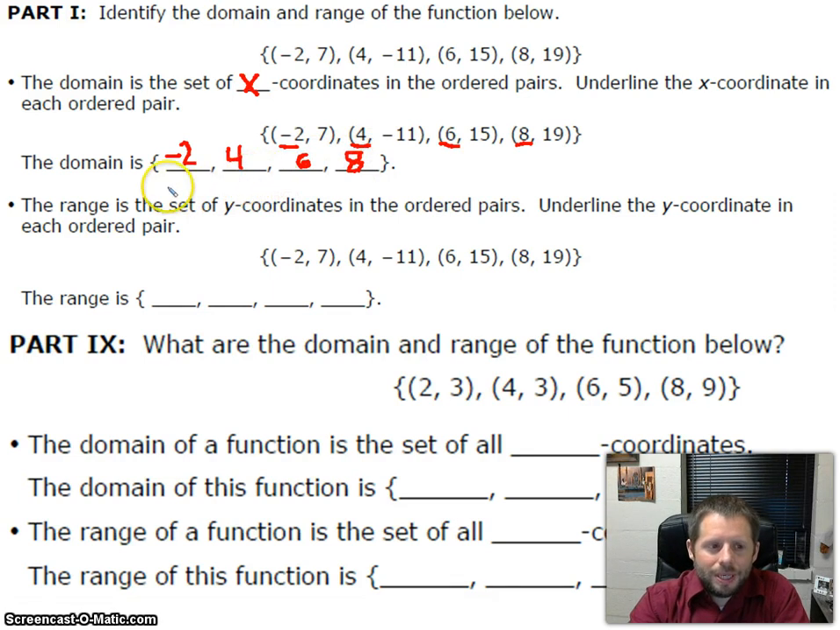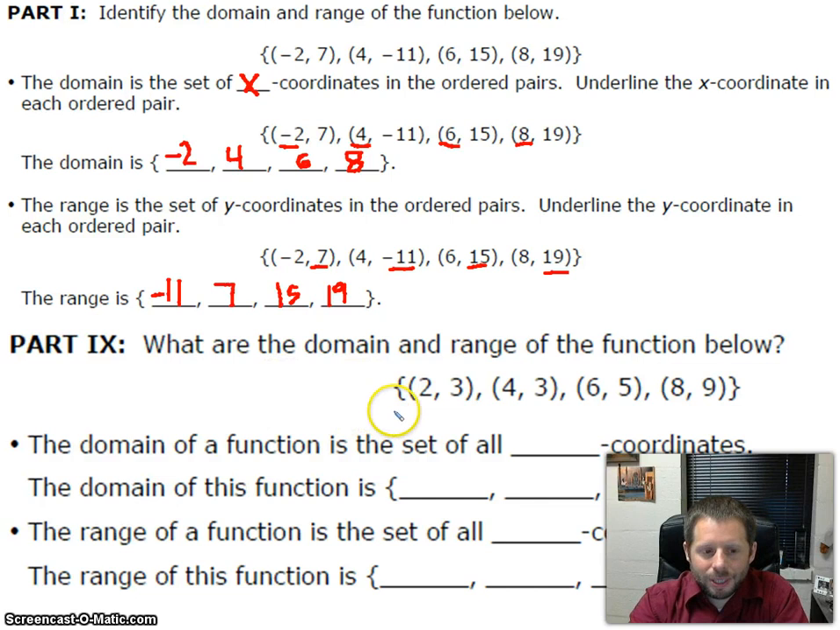Okay, so if the domain is the set of x coordinates, then it makes sense to say that the range is the set of y coordinates in the ordered pairs. So let's look at the y values of each of these ordered pairs. Typically when we list these values in our set, we want to list them in order from least to greatest. So for this set that we've underlined here, we would begin with -11, then 7, then 15, and then 19. Okay, so our domain is these values, and our range would be these values for this given set of ordered pairs.